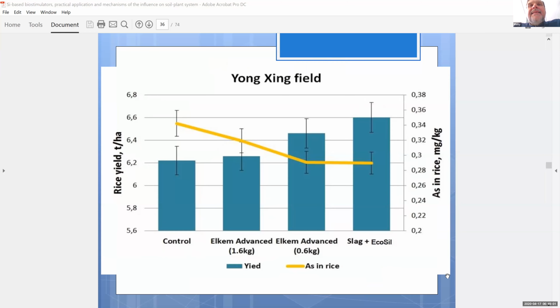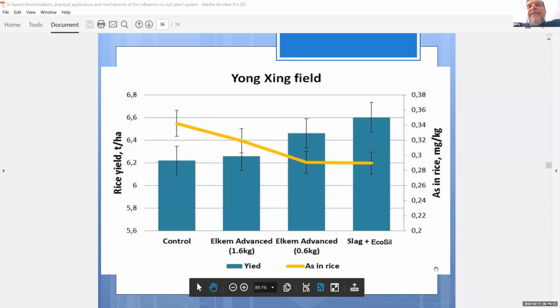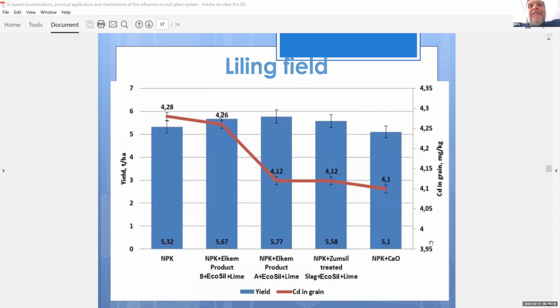So, this is the data where we measured arsenic in rice. When we applied silicon fertilizer, we increased the yield and reduced the arsenic content in the rice. Next. So this is what we conducted in a lot test, and we know how this works.